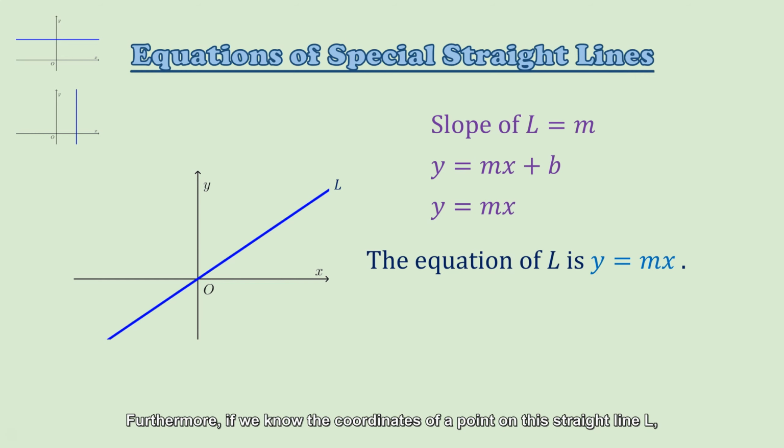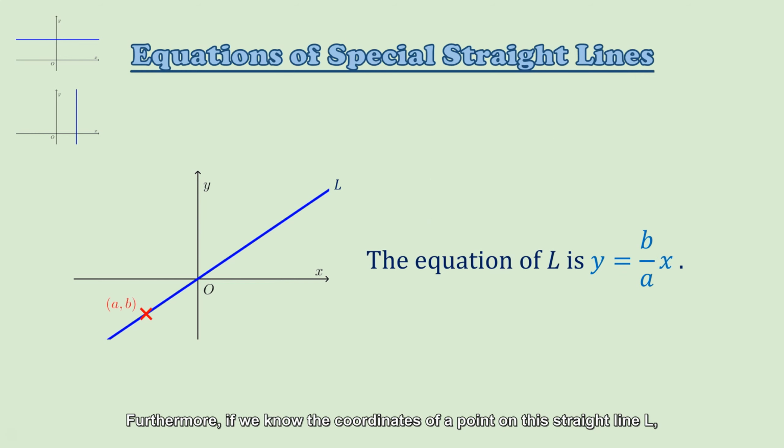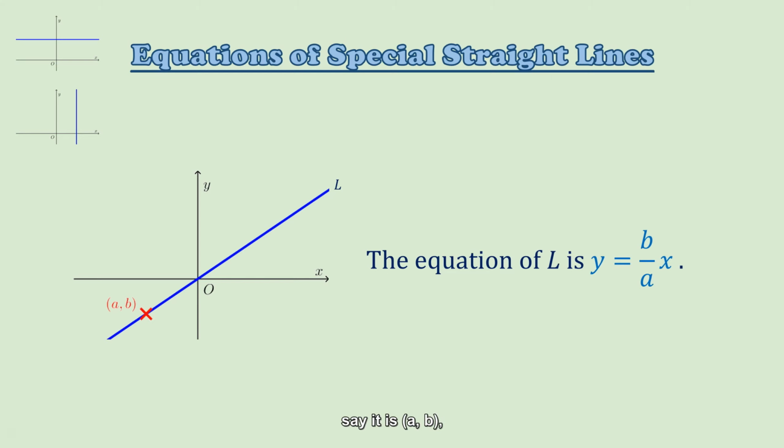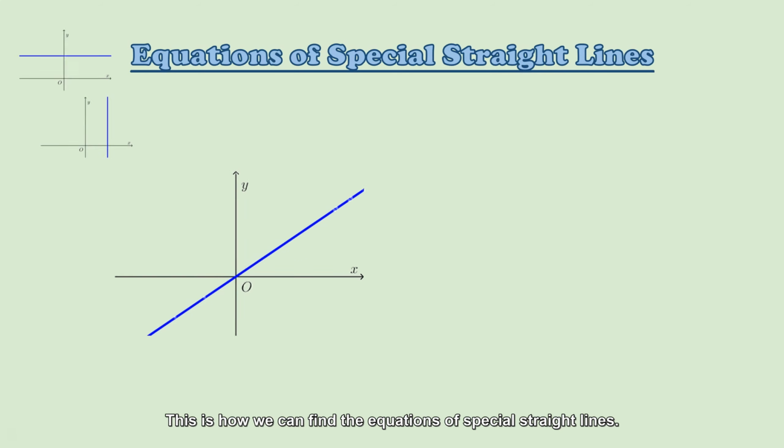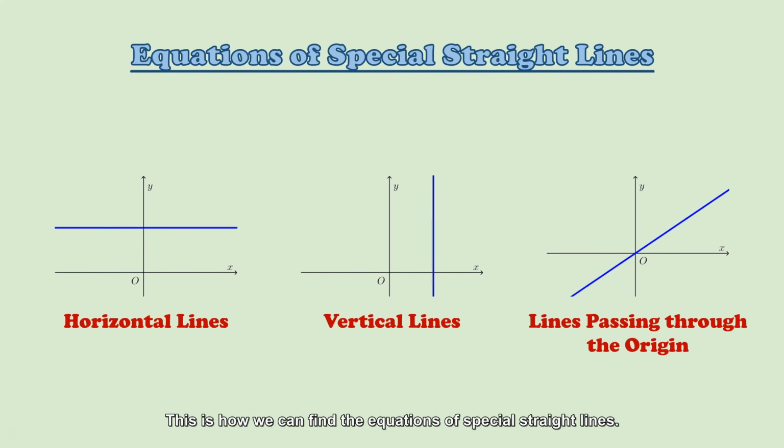Furthermore, if we know the coordinates of a point on this straight line L, say it is (a, b), then we can directly know that the equation of L is y equals b over a times x. Because we know that the slope of L is equal to (b minus 0) over (a minus 0), which means it is simply equal to b over a. This is how we can find the equations of special straight lines.